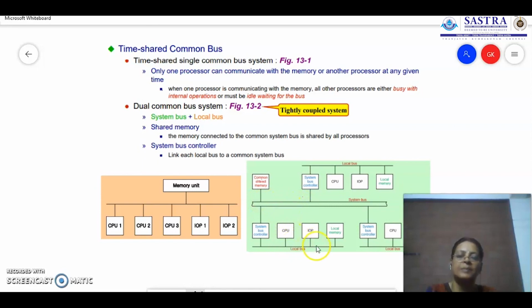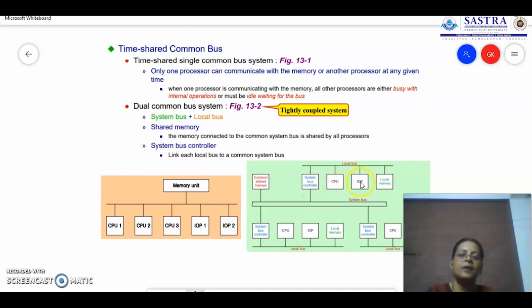So we will have a separate bus structure to provide communication between the CPUs and the local memory. And if at all a processor wants to share some item with the common memory, it has to interact with the system bus. So these processors can interact with the system bus with the help of the system bus controller. So we have this arrangement like this.